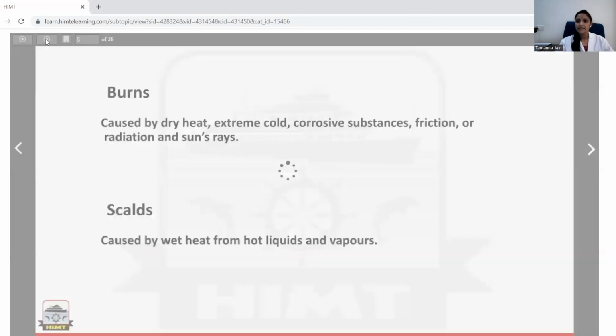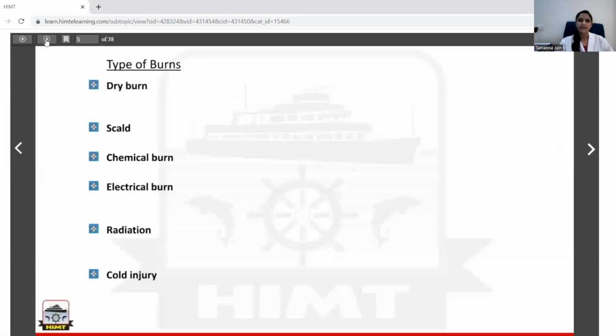To make it easier and simpler to understand, we have divided burns into 6 types. They are dry burn, scald, chemical burn, electrical burn, radiation, and cold injury. Now, what is a dry burn? How do dry burns occur? We can give examples like touching any hot surface, any hot metal surface, or cooking and fire accidents. All these come under the term dry burn.